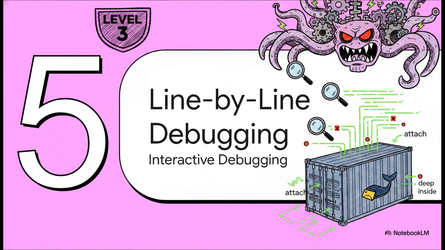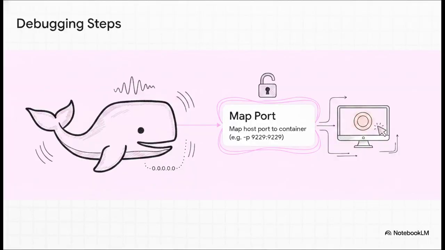Section 5, Level 3, Line-by-Line Debugging. All right, we've made it to the final boss fight, attaching a deep, interactive line-by-line debugger to an app that's buried deep inside a Docker container. To make this work, we first have to establish a secure comms line. Step 1, tell our runtime to listen for debuggers. Now, this is absolutely crucial.